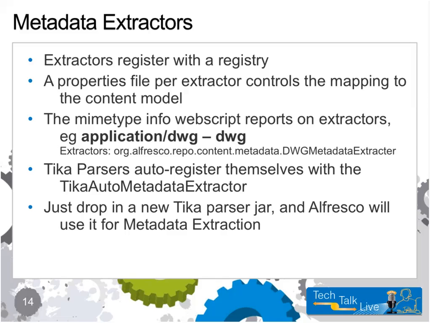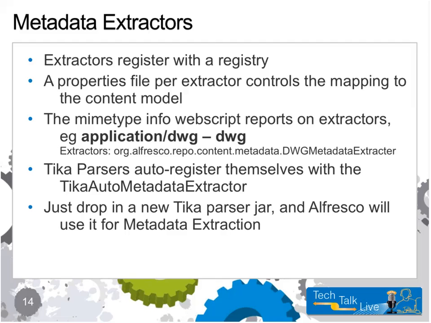One thing that is relatively new is the MIME type info web script, which I'm going to demo a little bit later on, and that lets you see what extractor, if any, is available for a particular MIME type. So if you knew you needed to change the mapping for metadata coming out of the DWG file type, you can have a look in the web script to see that DWG is handled by the DWG metadata extractor, and then you know it's the properties of that class there that you need to go and alter.